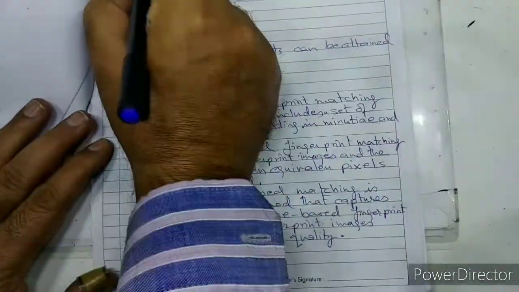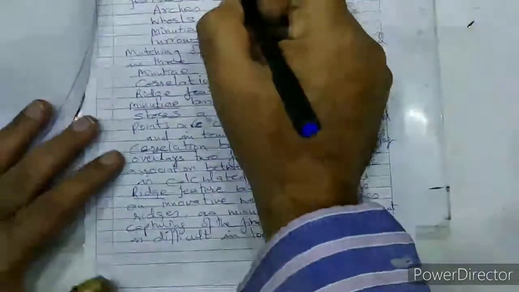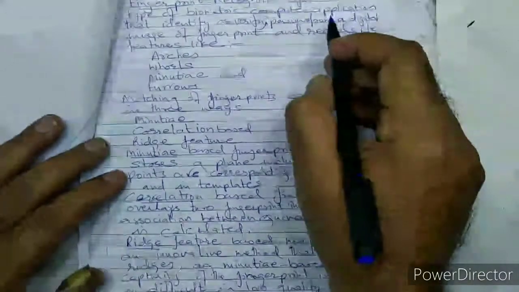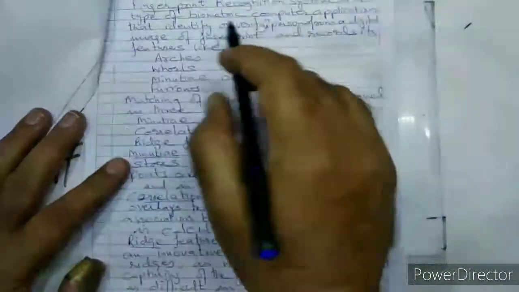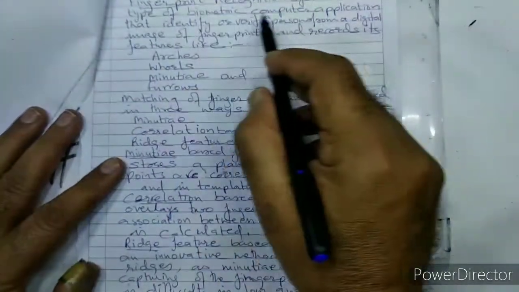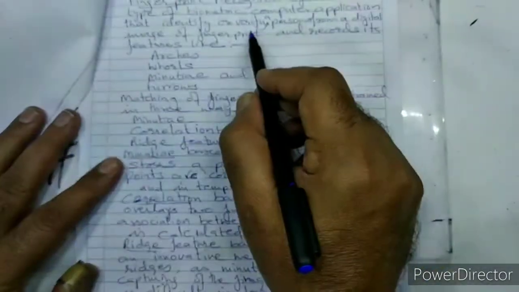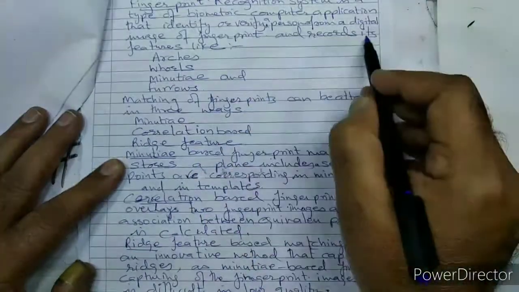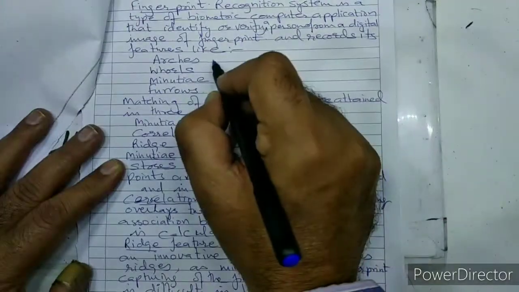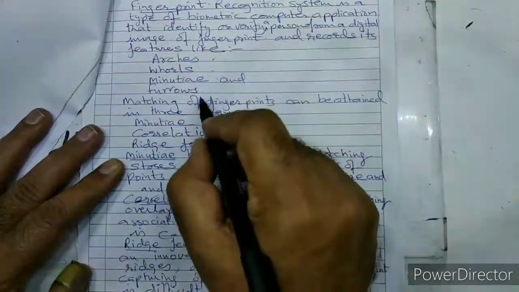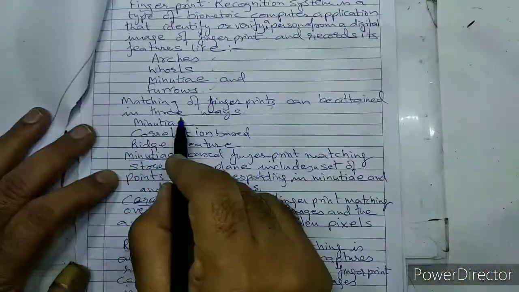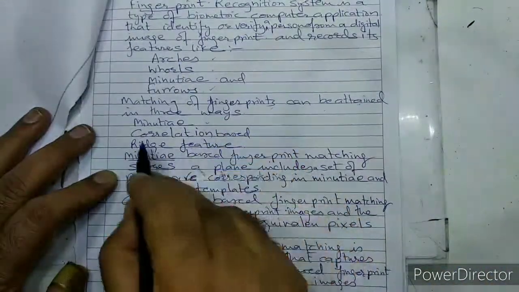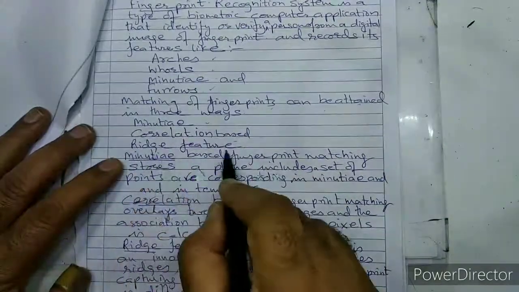Fingerprint recognition system. Now, fingerprint recognition system is a type of biometric computer application that identifies or verifies a person from a digital image of fingerprint and records its features like arcs, whorls, minutiae, and furrows. Matching of fingerprint can be attained in three ways: minutiae, correlation based, and ridge features.